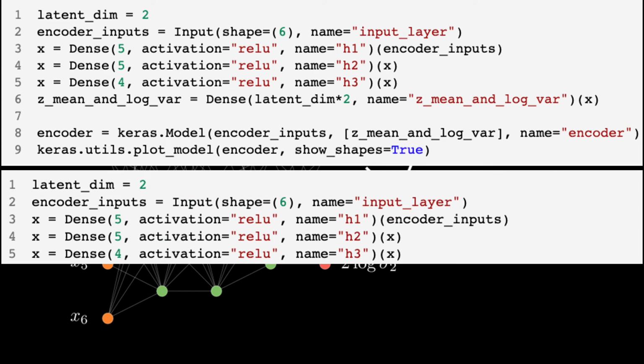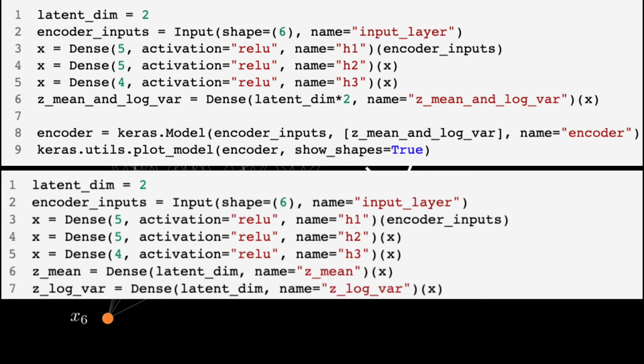So the one in the bottom still looks like our original code. It only has 5 lines so far, but you see there is no change. But now note that instead of line number 6, I have 2 lines, 6 and 7. Instead of one dense layer that predicted the vector for mu and log var, I have now 2 dense layers, one for mu and second for log variance. Note that both of these receive the output of hidden layer 3 as the input.